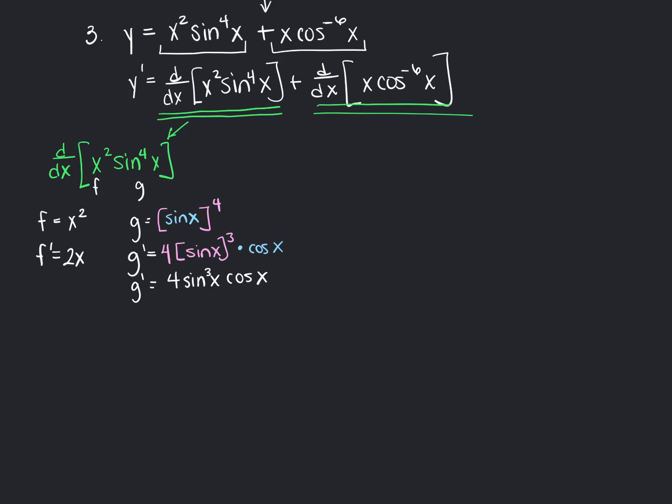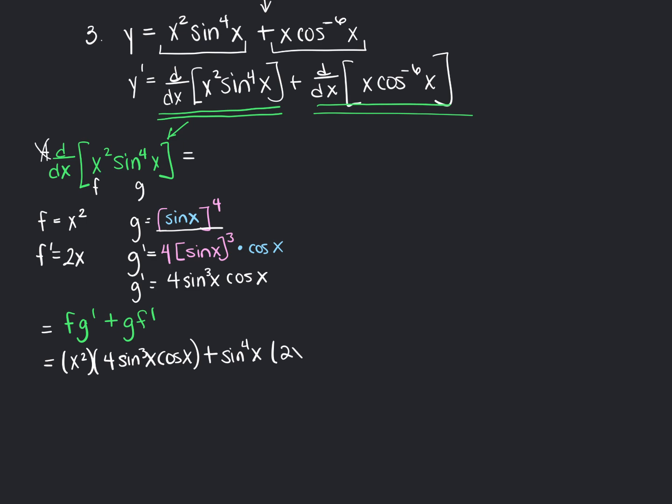Okay? So I'm not done because remember, I'm trying to find the derivative. And this is a product rule. So on a product rule, we know that we're going to have first times derivative of the second plus second times derivative of the first. So that's going to be x squared times 4 sine cubed x cosine x plus sine x to the fourth. Remember, that was the same as sine to the fourth x times derivative of the first is 2x.